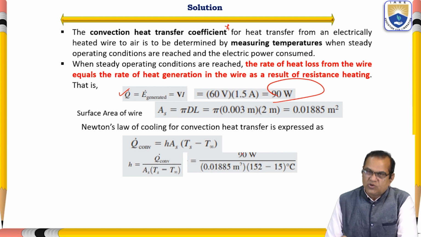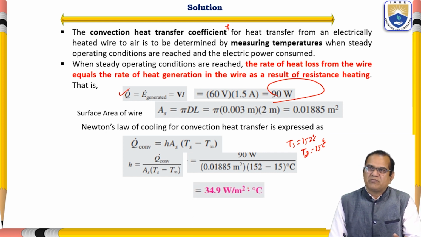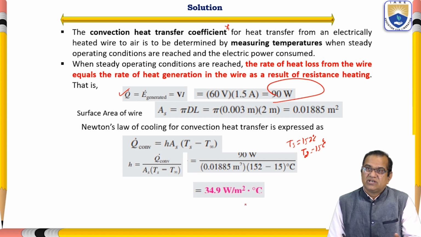So, Q dot is equal to 90 watt. Area we just now found out, 0.01885, and it is 152 minus 15 degree centigrade. Ts is given as 152 degree centigrade, and T infinity is given as 15 degrees centigrade. If you calculate this, you will get the answer 34.9 watt per meter square degree centigrade. So, this much is the convection heat transfer coefficient. We got this much answer.